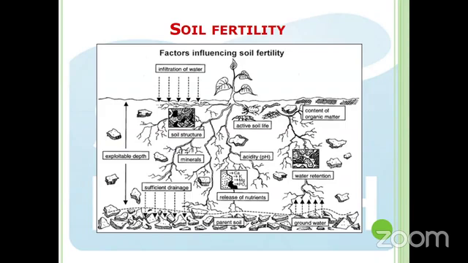Then the parent soil, that is the rock from which the particular soil is formed. So almost 60-70% of the chemical properties of that rock are getting converted into the chemical properties of that particular soil. And the next factor is the water which is present inside the soil, that is inside the ground.